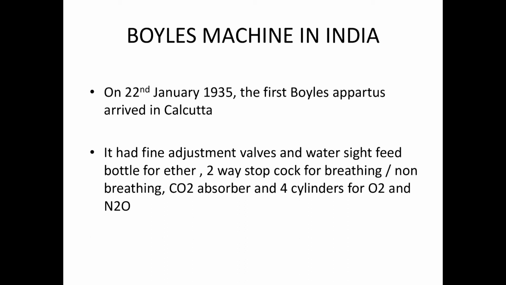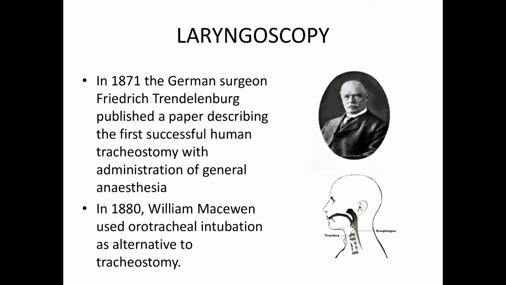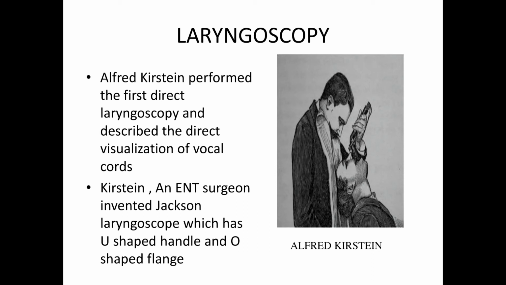Laryngoscopy. In 1871, the German surgeon Friedrich Trendelenburg published a paper describing the first successful human tracheostomy with administration of general anesthesia. In 1880, William Macewen used orotracheal intubation as an alternative to tracheostomy. Alfred Kirstein performed the first direct laryngoscopy and described the direct visualization of the vocal cords.